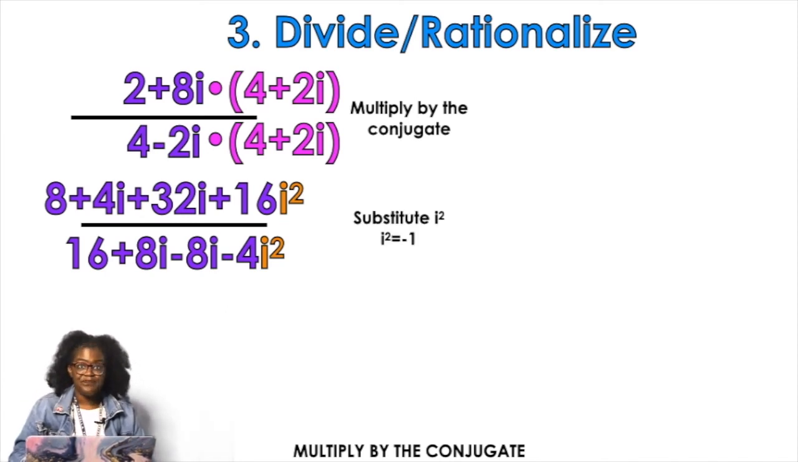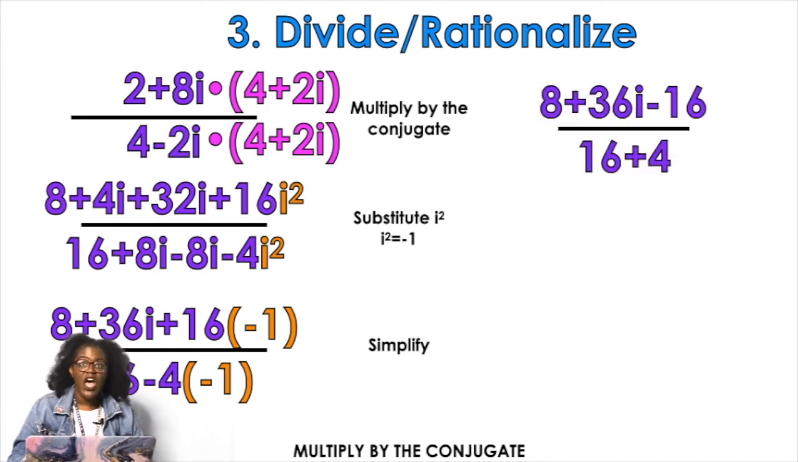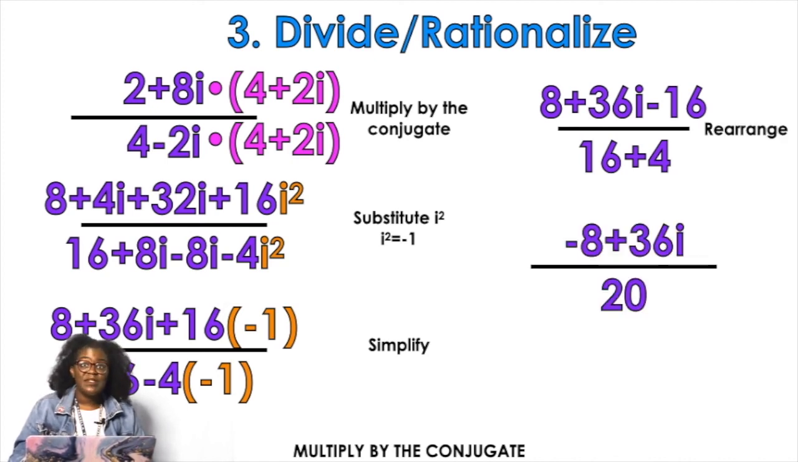So substitute i squared. When I substitute i squared, I need to make it into negative 1, right? So rewrite the exact same thing. Don't get crazy, don't try to simplify anything, and make it negative 1. Once I do that, I need to simplify. 16 times negative 1 turns into negative 16, and then negative 4 times negative 1 turns into positive 4. So I rearrange things to combine like terms, and I get negative 8 plus 36i over 20.